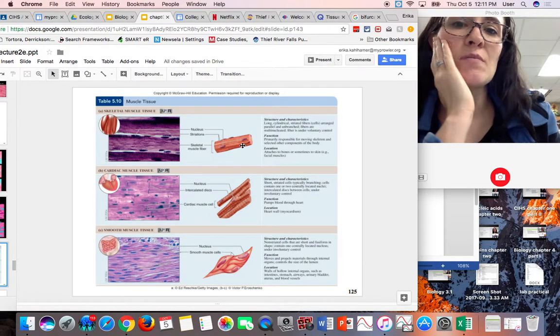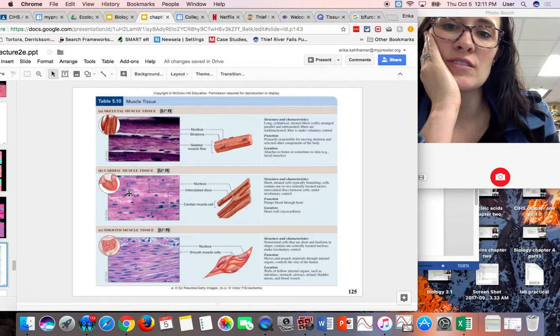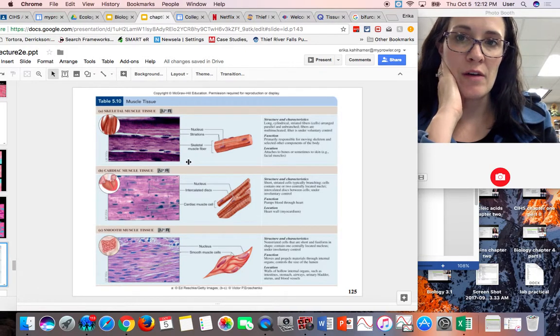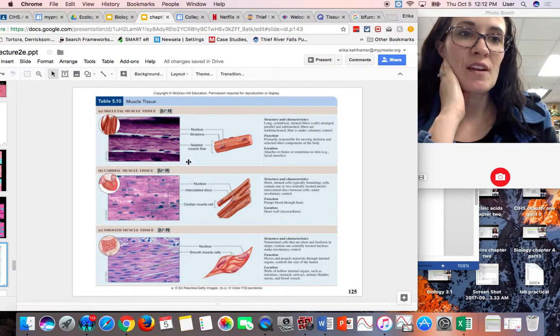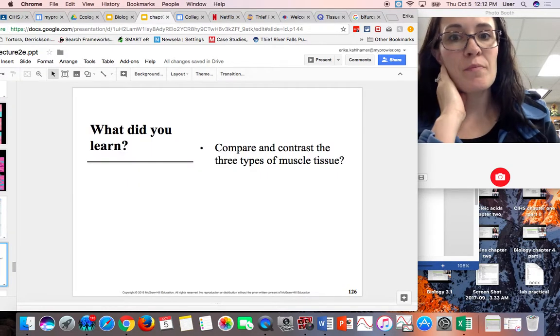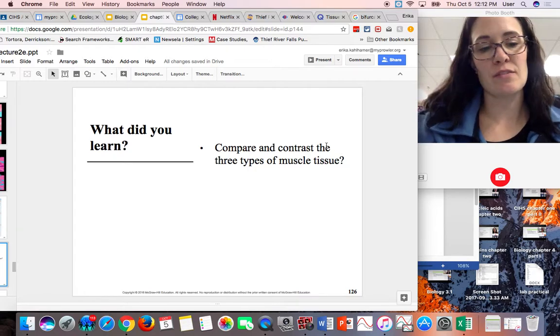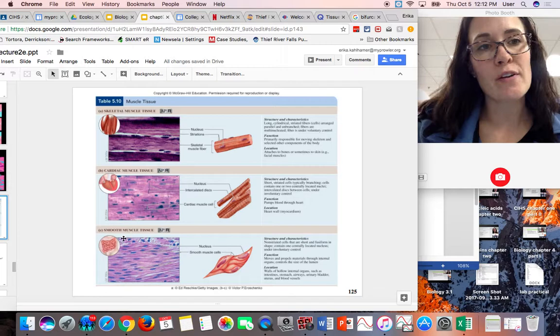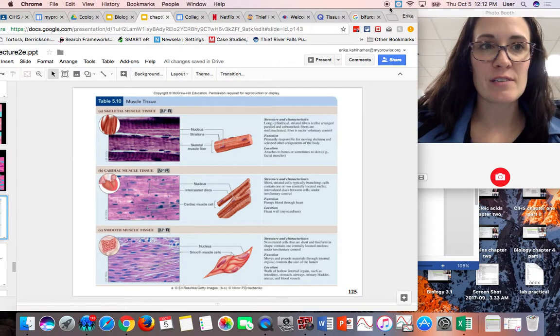So these are the three types of muscles compared: skeletal, cardiac, smooth. This is a good place to go in your textbook if you just need a quick rundown or review of the skeletal, cardiac, and smooth muscle. So compare and contrast the three types of muscle. Do you know where it's located? What is the general appearance of the tissues, and what are the functions of these muscle tissues? Review that.